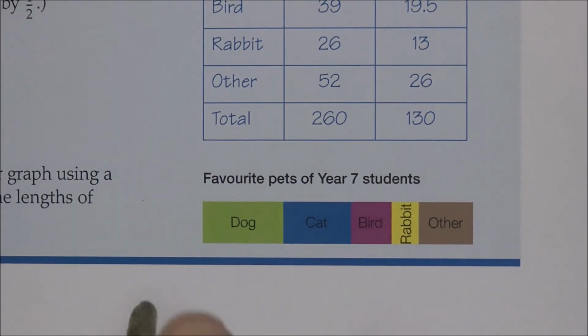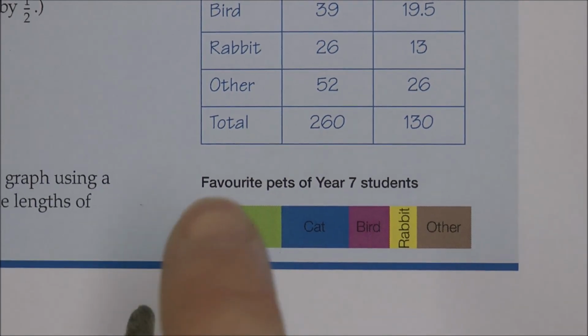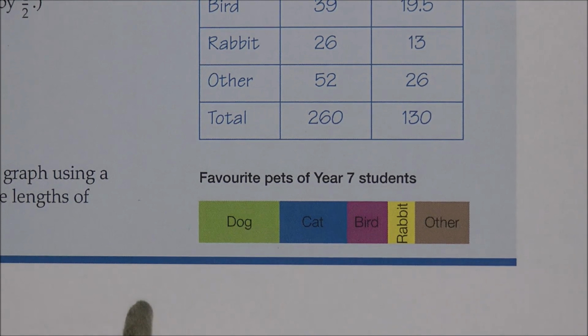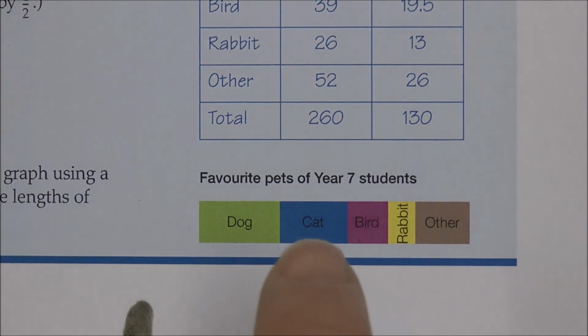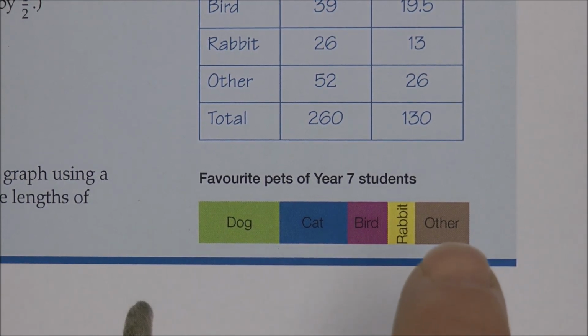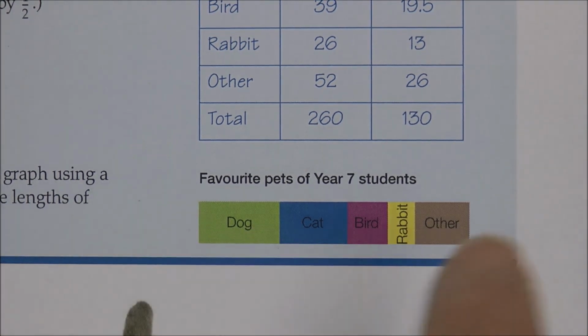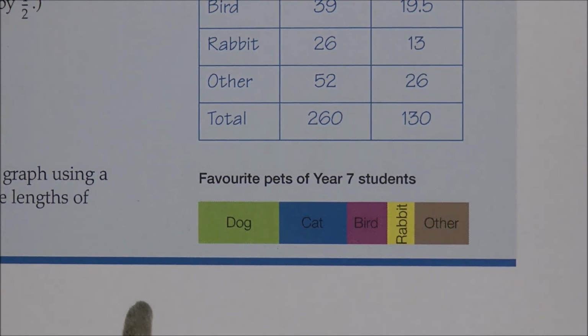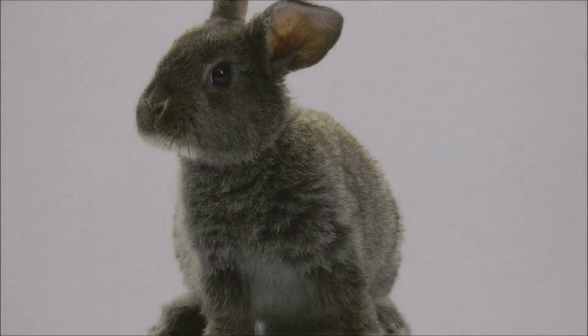What we end up with is a bar just like this one here. Don't forget your title on the top there. The first 3.9 centimetres was dog, the next 3.25 centimetres was the cat, the bird was 1.95, the rabbits, and the other was 2.6 centimetres. And we just measure each one. The whole lot should add up to our 13 centimetres that we agreed to have. And there's our completed bar, divided bar graph. And there's a nice picture of a bunny for you.